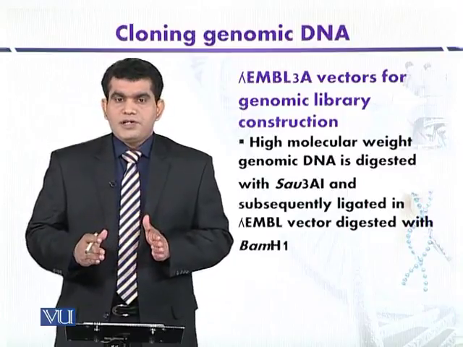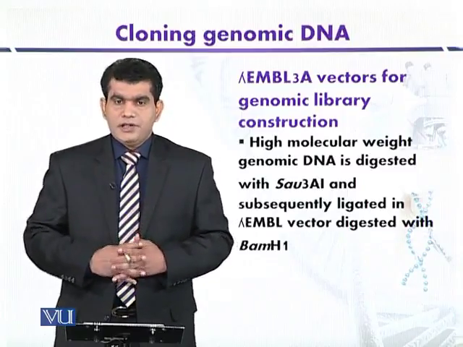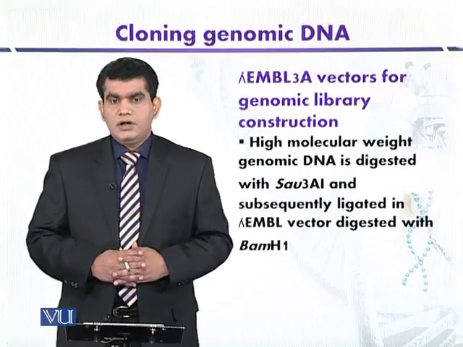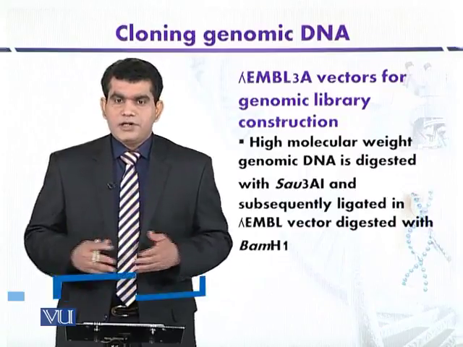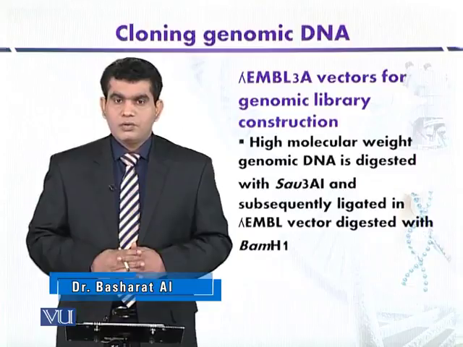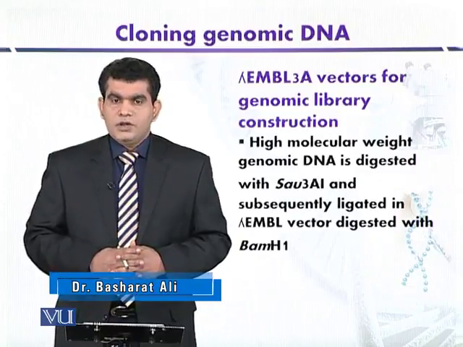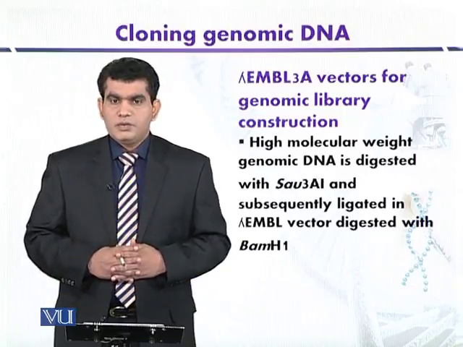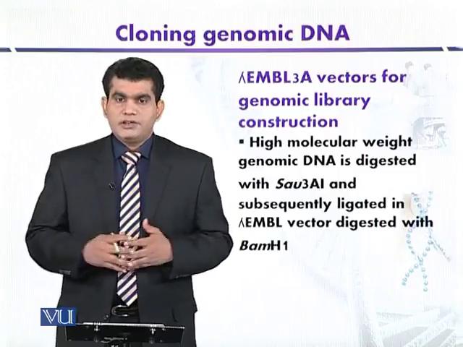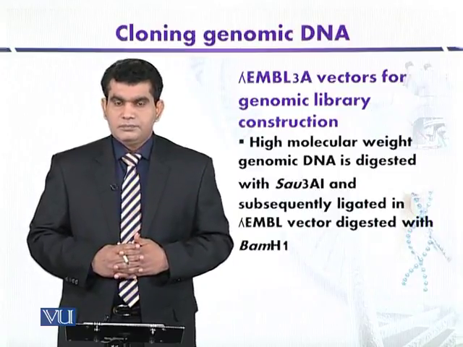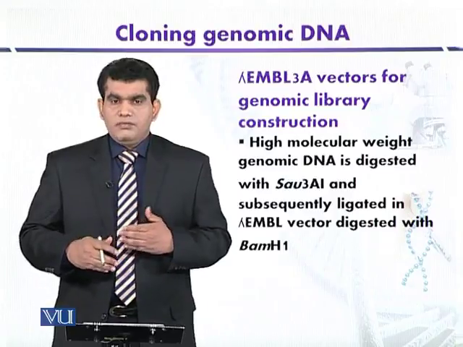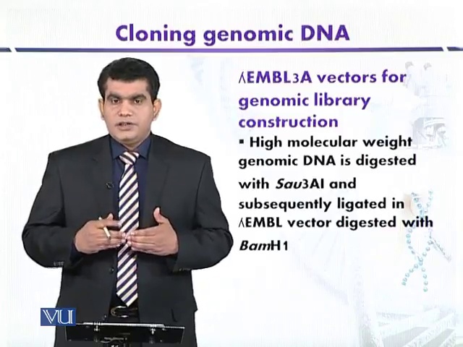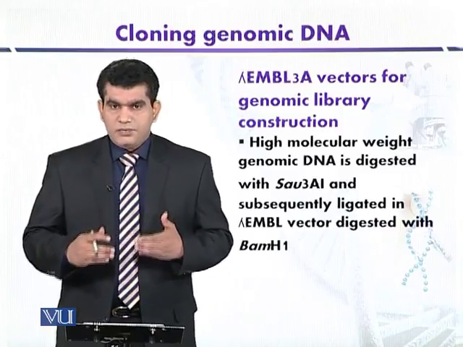So if we compare it with the previous strategy of Maniatis, where he used two restriction endonucleases to generate DNA fragments that have blunt ends, because in Maniatis' strategy the enzymes HaeIII or AluI have been used that produce blunt ends, and they recognize tetranucleotide sequences. Whereas when we use lambda EMBL3A, this strategy is comparatively more simplified.